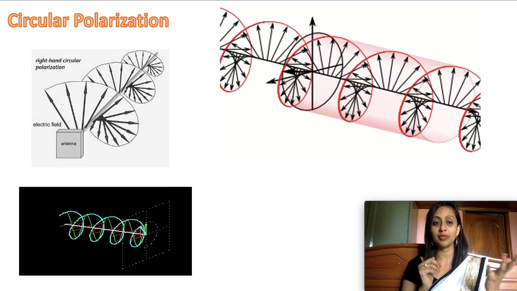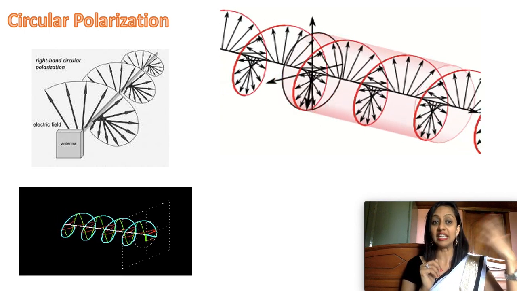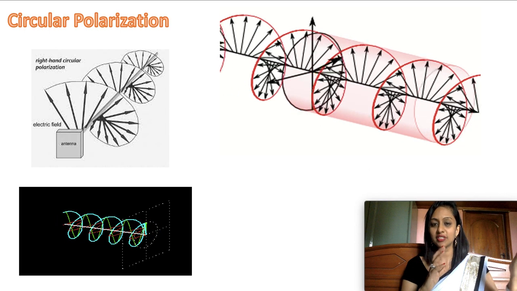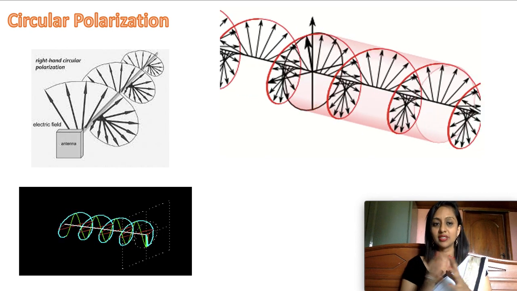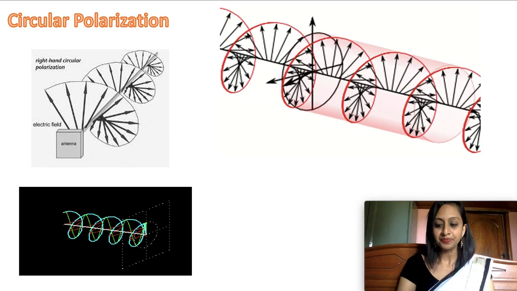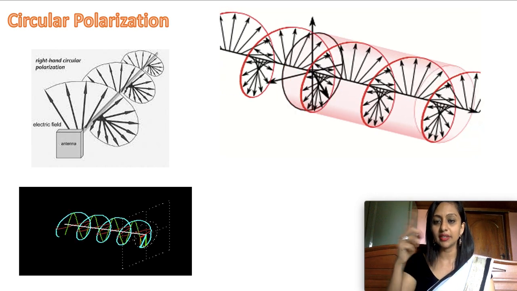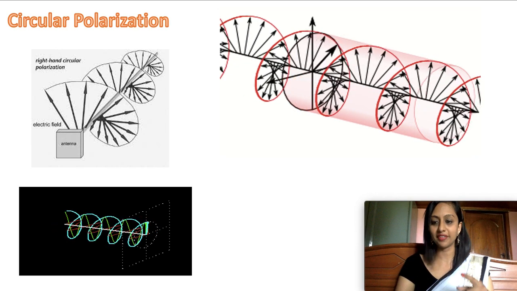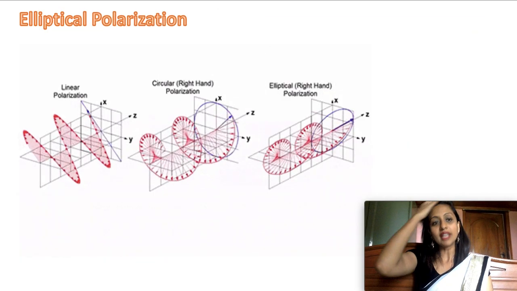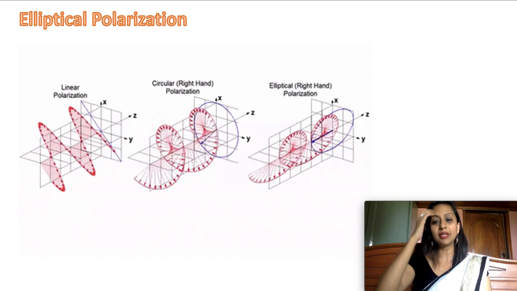So now what has happened, the vertical or linear polarized DTH service is now changed into a circular polarized signal. Okay. Either it would be right hand circular polarized or left hand circular polarized. The other kind of polarization is elliptical polarization.